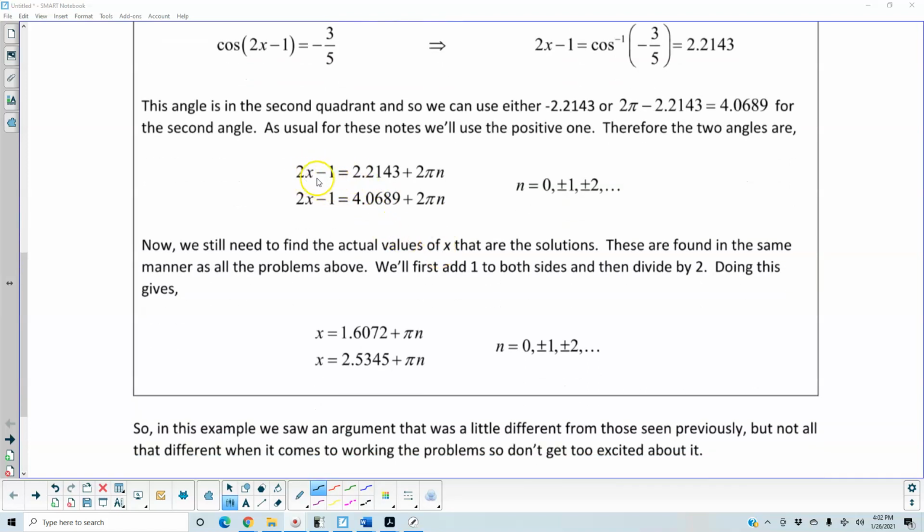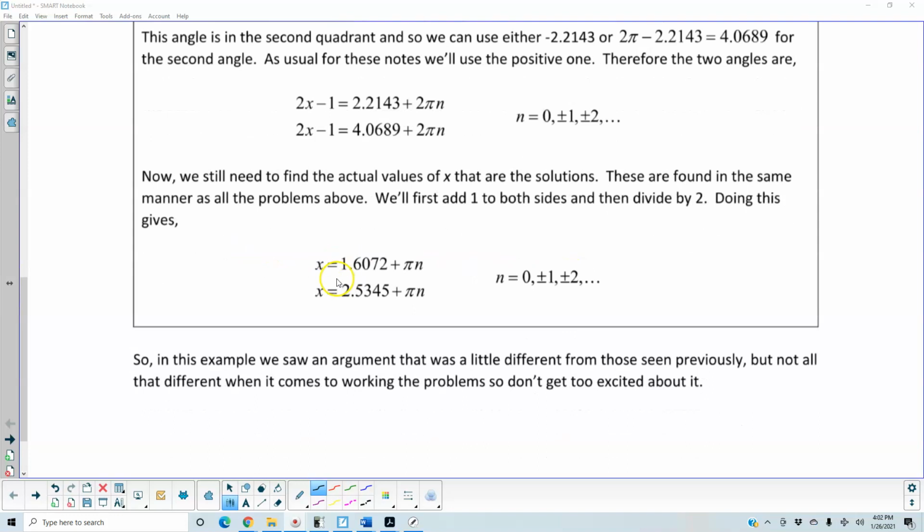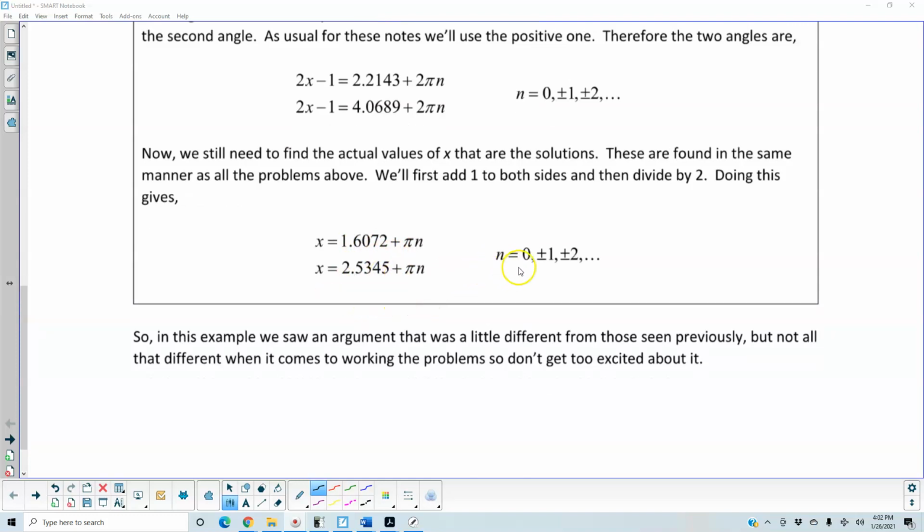Now we need to solve this equation as if we're going to isolate x. So when you isolate x, recall that you're going to have to add 1 and then divide by 2. Now, we still need to find the actual values of x, like I just stated, that are solutions. They are found in the same manner as all the problems above. We'll first add 1 to both sides and then divide by 2. And doing this now gives us x, which is equal to 1.6072 plus pi n. X is equal to 2.5345 plus pi n, when n is equal to 0, plus or minus 1, plus or minus 2, and so on.